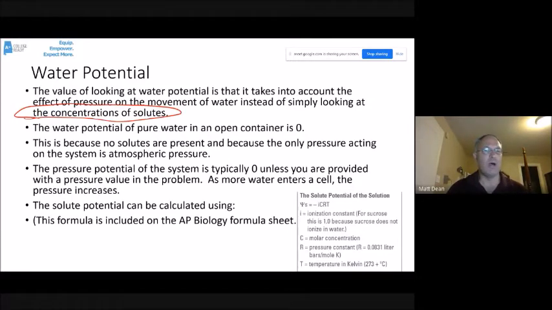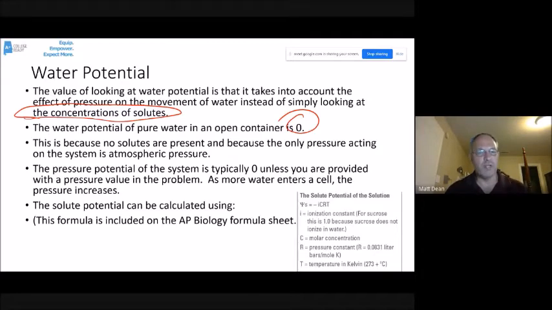Some important things to know about water potential. The water potential of pure water in an open container is set to a value of 0. This is because there's no solutes, and the only pressure acting is atmospheric pressure. The pressure potential of the system is typically 0, unless you're provided a pressure value in a problem. So most problems you'll see in AP Bio are going to involve 0 pressure. Every now and then they'll throw a pressure value at them, and we'll see one of those in a problem in a minute. As more and more water enters a cell, the pressure inside that cell increases.